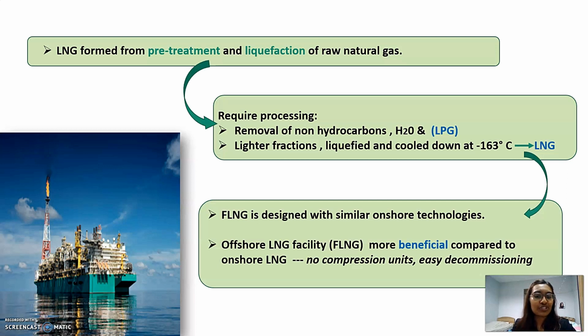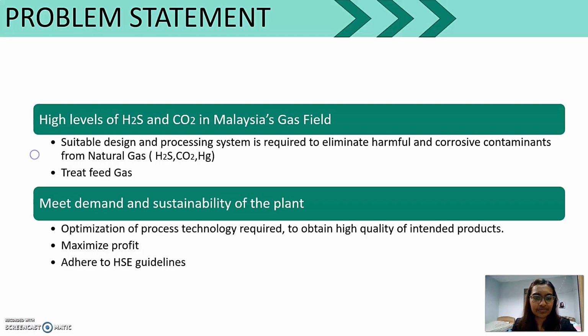LNG is achieved through pre-treatment and liquefaction of raw natural gas, where water vapor and the non-hydrocarbons are removed and sold separately as LPG, whereas the lighter fractions are liquefied to produce the bulk of LNG. Hence, FLNG plants are designed to facilitate these processes while retaining similar onshore process technologies. The advantage of an FLNG compared to onshore plant is that the processes are done on the unit itself, where compression units are not required, as well as having easy decommissioning capabilities.